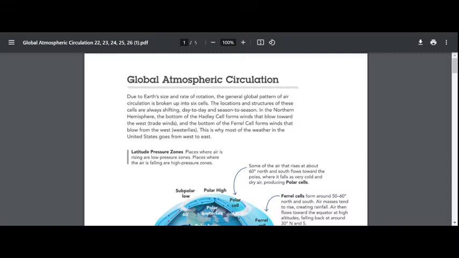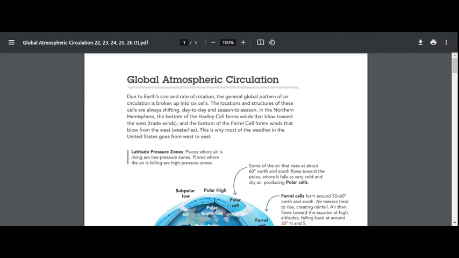All right, so for global atmospheric circulation, due to Earth's size and rate of rotation, the general global pattern of air circulation is broken up into 6 cells. The locations and structures of these cells are always shifting day to day and season to season.